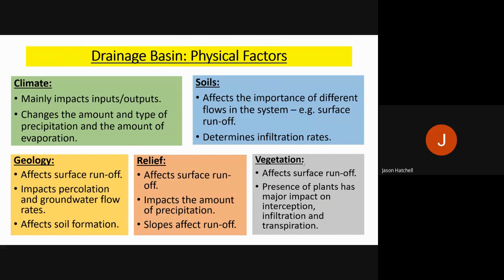And finally, for vegetation, that definitely also affects surface runoff. We know that the presence of plants and trees, the roots intercept rainfall and water, infiltrate it and transpire it. In other words, the roots use the water to grow the tree, and evapotranspiration takes place. So the vegetation and the amount of coverage in the drainage basin is very important. So they are your 5 basic characteristics physically of a drainage basin.